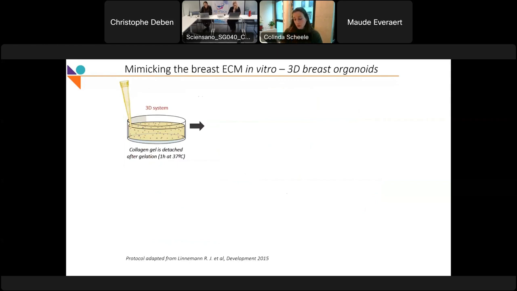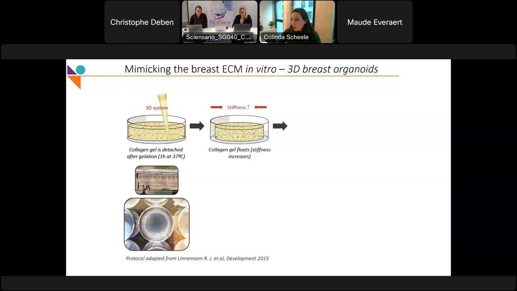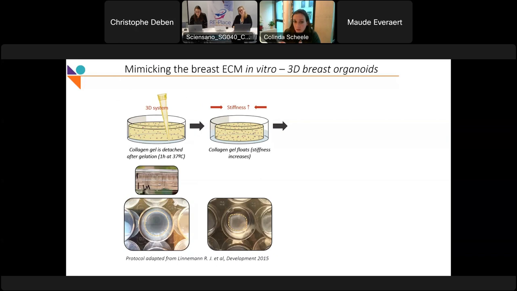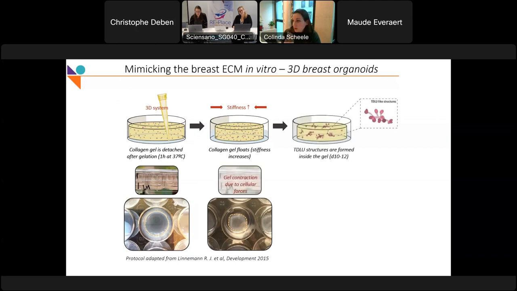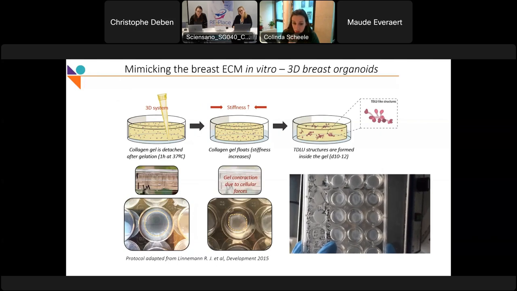So we also had to think of how we can culture them. And there have been several methods developed already. And what we decided to do is start with an approach where we use collagen gels, which we then detach. So we seed the cells inside, we detach them from the well, which makes them float. And what happens then is that they slightly contract. And when we embed these cells in these slightly contracted gels, what we observed is that these cells are actually in the right stiffness, and they start to make organoids that already slightly resemble the breast tissue. And over here you can see they really float, these gels, inside the medium.